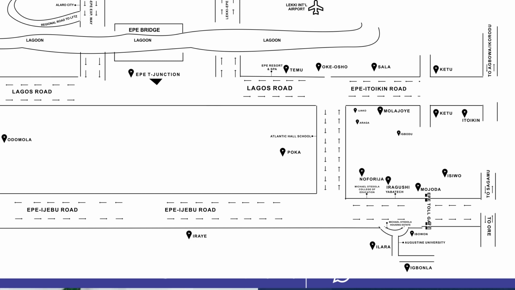So around the Iragushi, around Noforija, these are places you must invest for students, because there are two schools around this axis. There is the Lagos State University of Education in Noforija, and there's the Yabatech campus in Iragushi. So you have an availability of students in the axis around Noforija and around Iragushi for you to invest around, build one bed, build room sale for them. They are definitely going to rent your property.